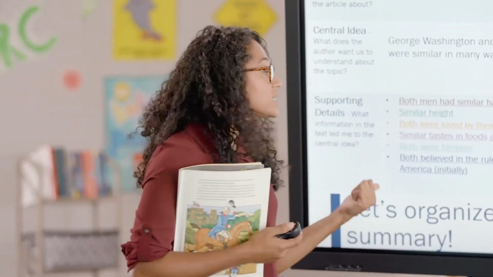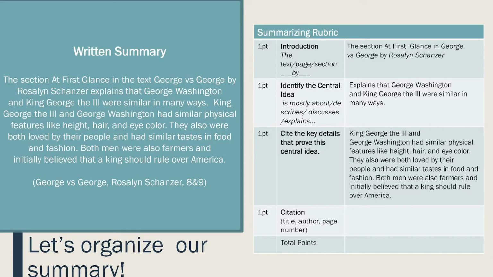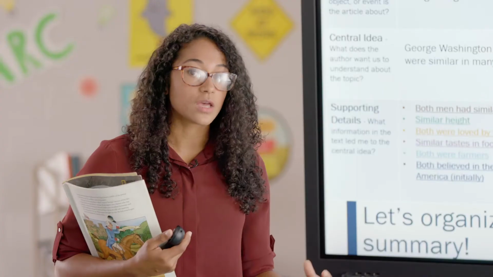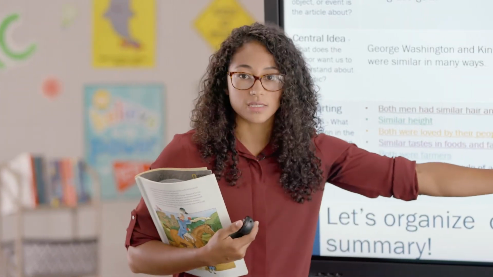And so my details came to look something like this. King George III and George Washington had similar features like height, hair, and eye color. Pulled those right from here. They also were loved by their people and had similar tastes in food and fashion. Both men were also farmers and initially believed that a king should rule over America. So again, all I did was combine these bullets into those sentences over there.